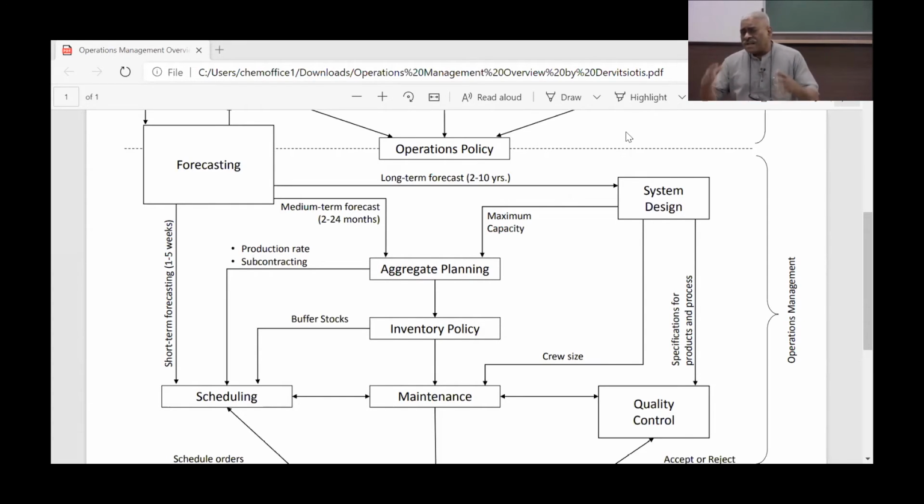Then what else goes into system design? And I asked you a question: what is the basis for deciding upon the parts of the system design? Particularly, let's say, how many machines? How will you justify an answer to that question? How many machines?